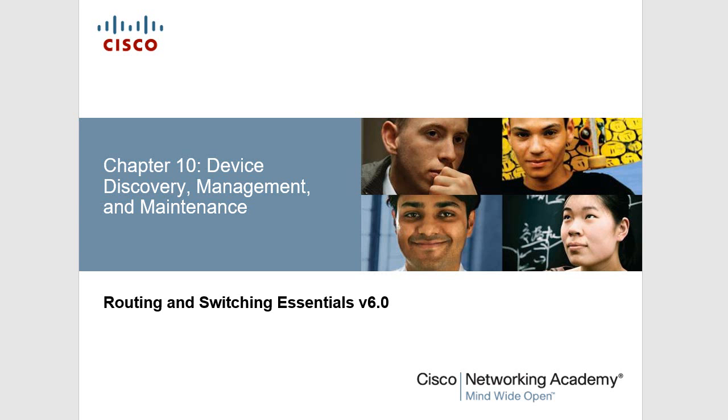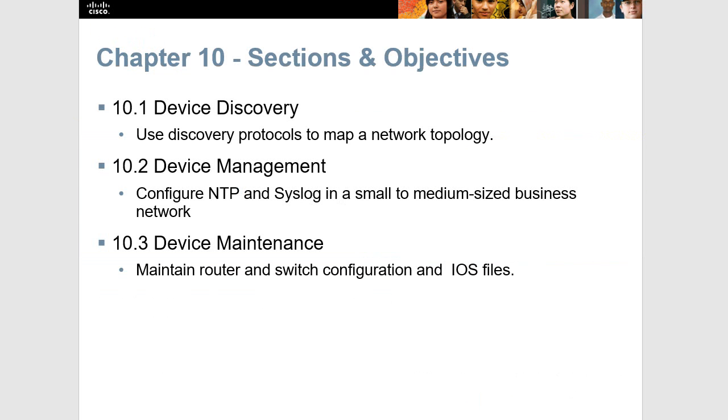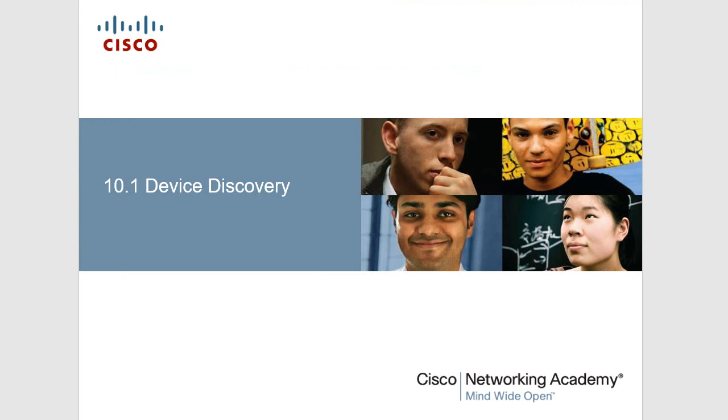So the topics that we will be going through in this chapter are device discovery protocols like CDP and LLDP that allow you to discover what devices are in your network. We've got Network Time Protocol and Syslog, as well as backing up your IOS files and managing them through a TFTP server. Okay, so those are the things we'll be looking at. Again, short list, but there's a few commands that are involved. So first thing we'll look at is the Cisco Discovery Protocol.